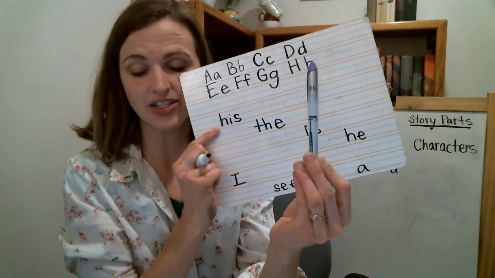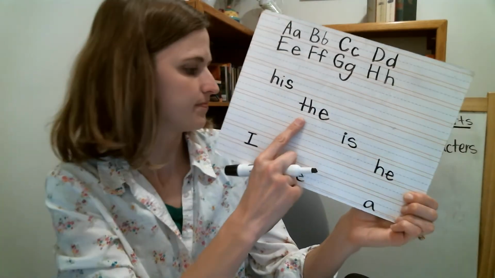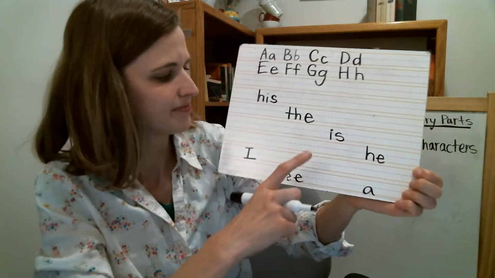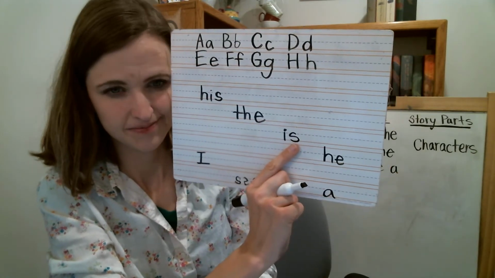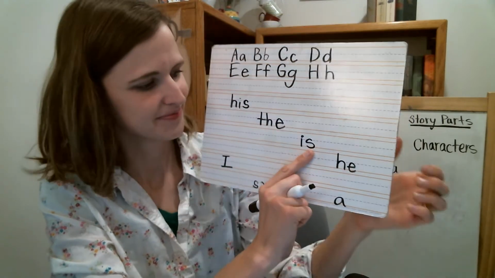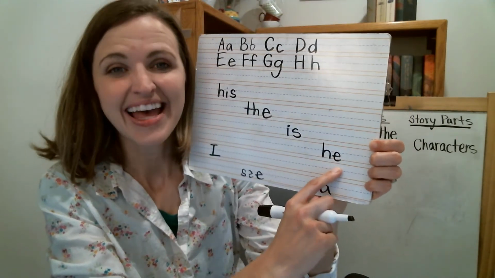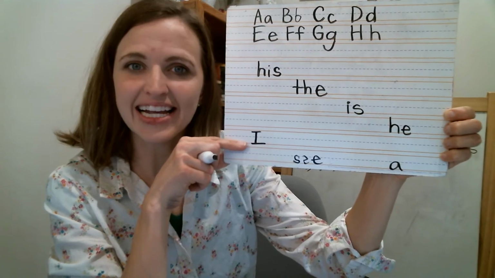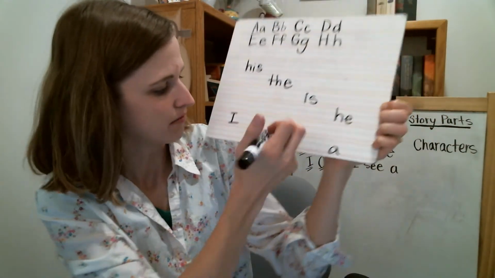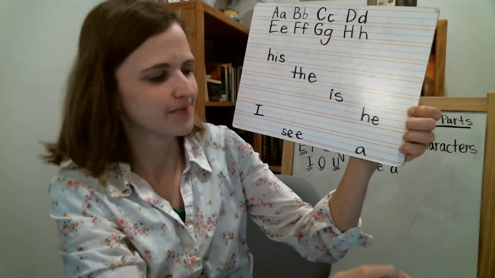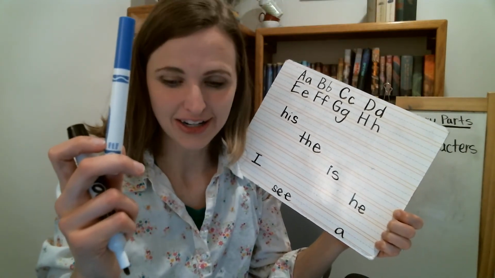This is his pencil. The letters are on the board. Is this blue or green? He is my friend. I like to read. See. Oh, I erased that on accident. Oops. I see the words. I have a blue marker.